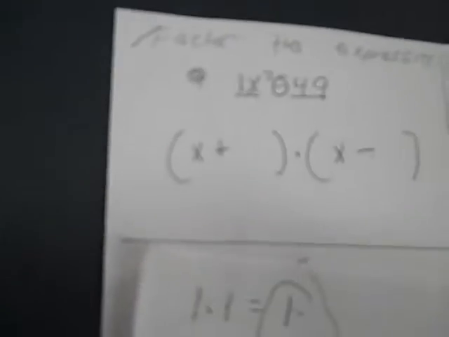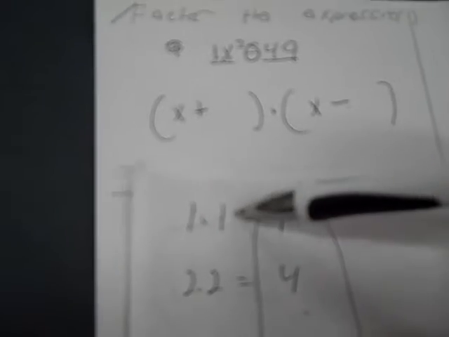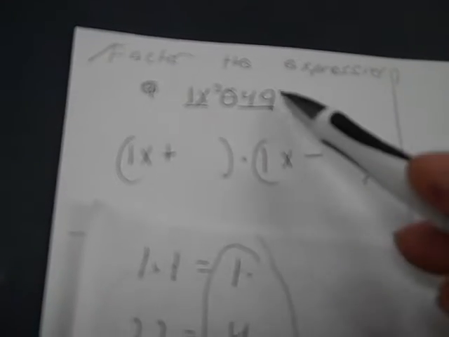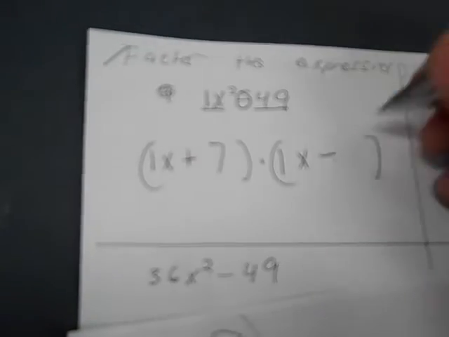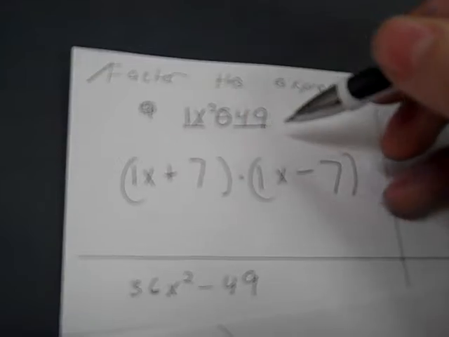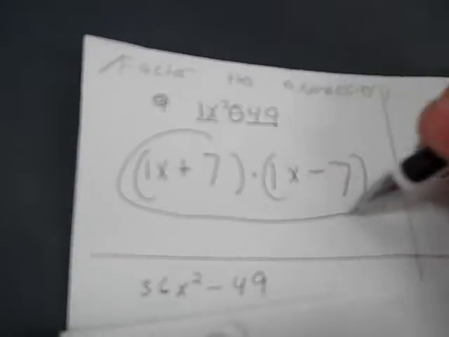So are these numbers perfect squares? Yes, they are, because 1 is on this little list. It's 1 times 1, so what I do is put a 1 and a 1. Now 49, is that on this list? Yeah, it is. 7, 7. So we put 7, 7. So this is equal to 1x plus 7 times 1x minus 7.